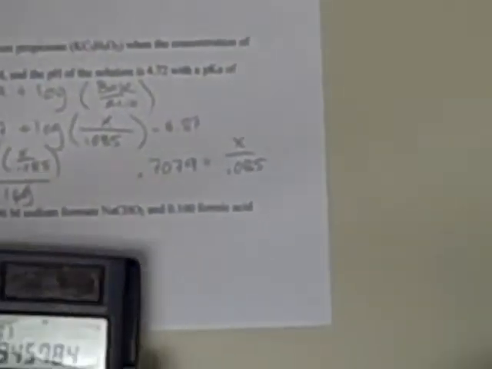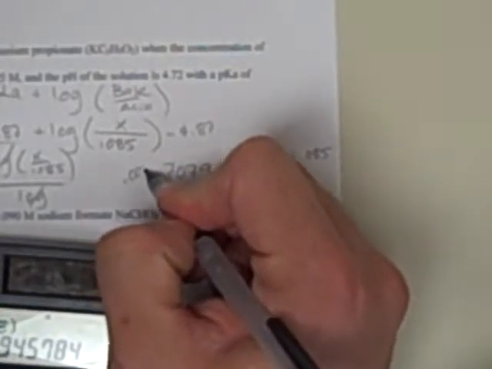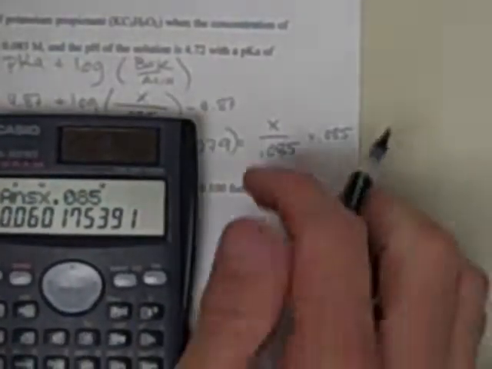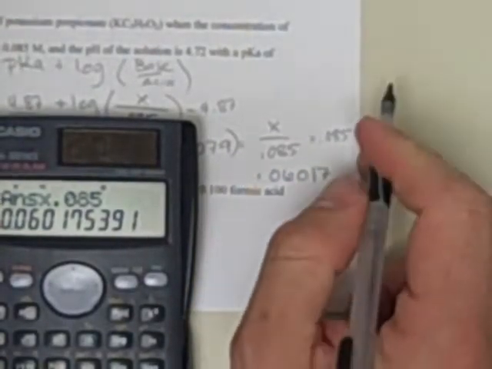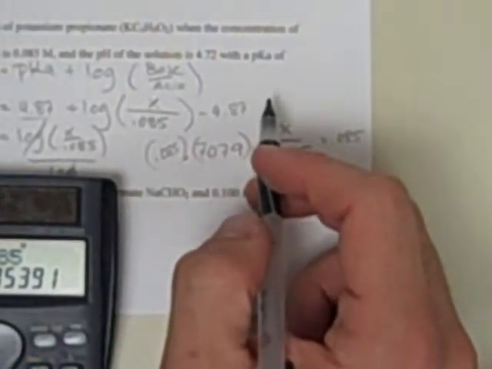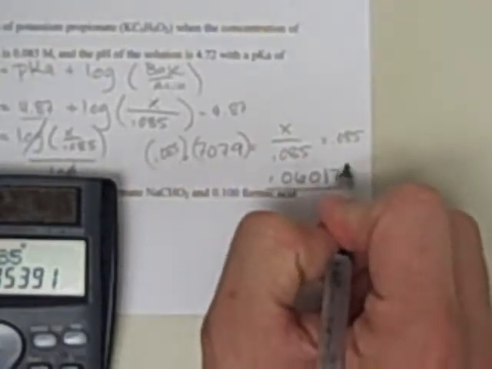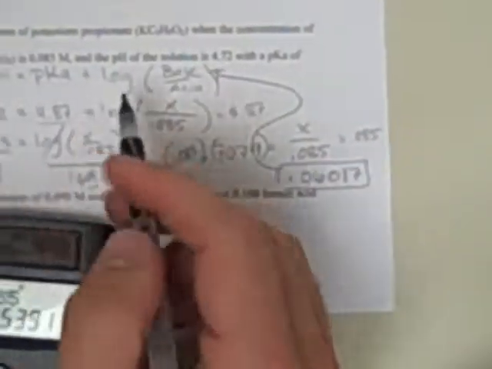Well, from there it's just a matter of getting the algebra done. So I multiply both sides by 0.085, and so I take that number I had times 0.085, and I get 0.06017, whatever. Or in other words, I can find out that the molar ratio of base to acid in this case was 0.06017 molar parts of base to the 0.085 molar parts of acid that I was given in the problem. And that's all there is to it.